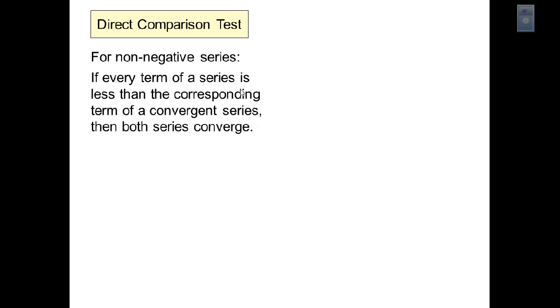For non-negative series, if every term in a series is less than the corresponding term of a convergent series, then both series converge. Literally, we are just comparing two series to each other. If we have a series that is non-negative, in other words, there are no minuses in there at all, and every term of the series is less than the corresponding term of a convergent series, in other words, we're looking at it term for term with a series that we know is going to converge.